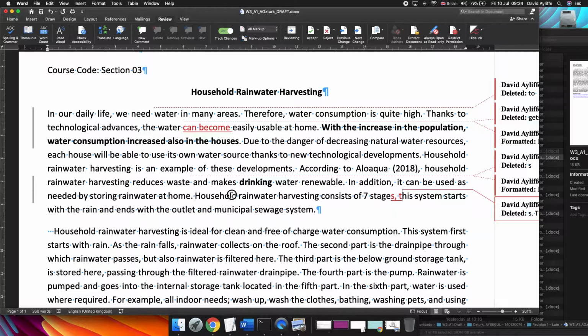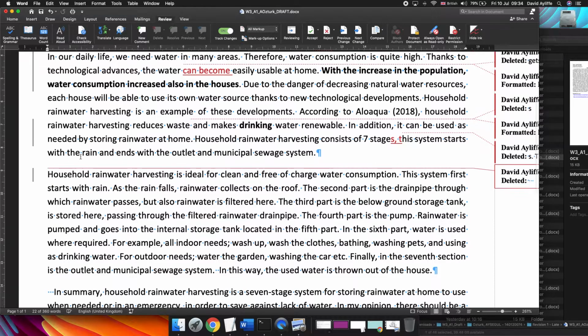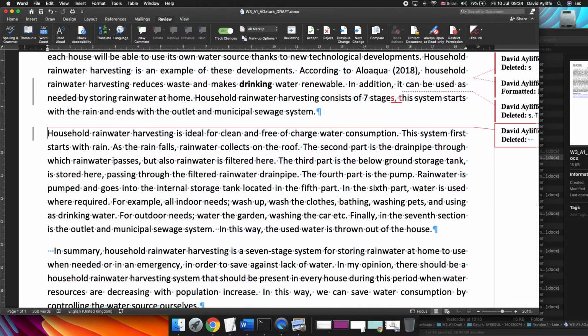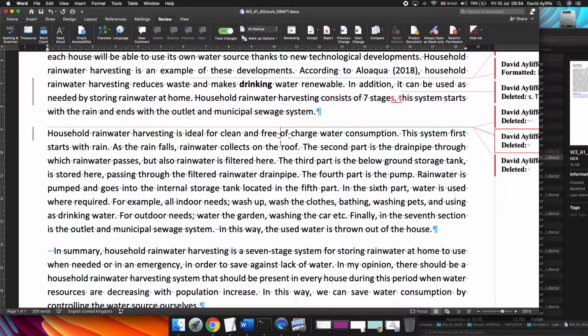Okay, and let's combine these sentences. Okay. Good. Nice introduction. Who is this? Aishagul. Nice introduction. Household rainwater harvesting is ideal for clean and free of charge water consumption. Okay, good. This should be a hyphenated word. This system first starts with rain. As the rain falls, rainwater collects on the roof. The second part is the drain pipe through which rainwater passes. Very nice, very beautiful sentence.